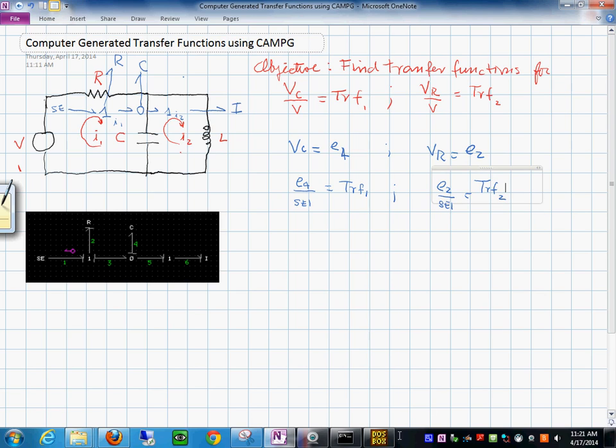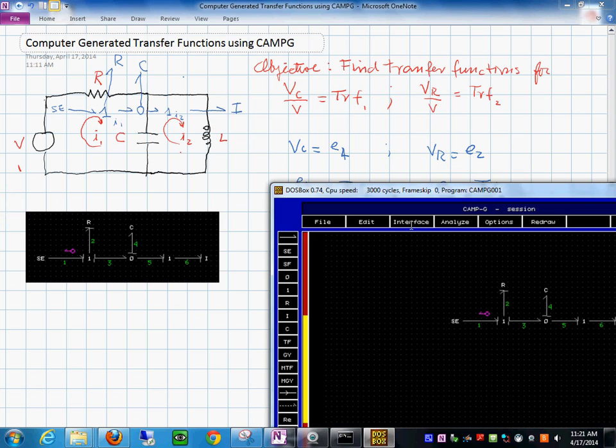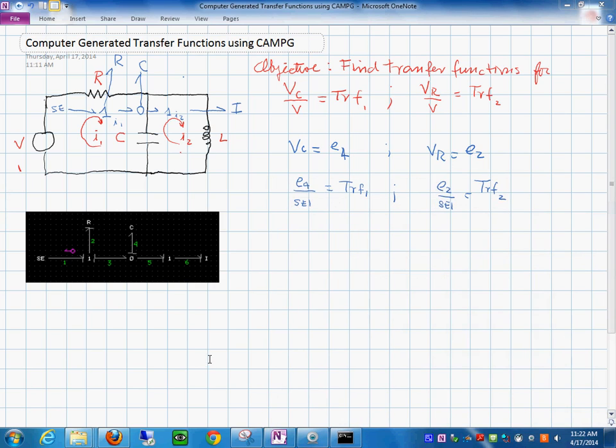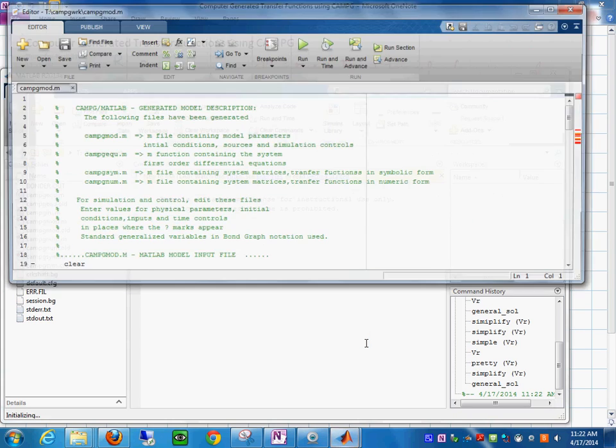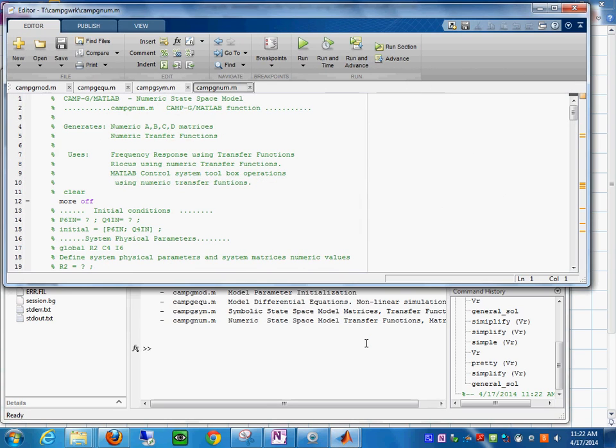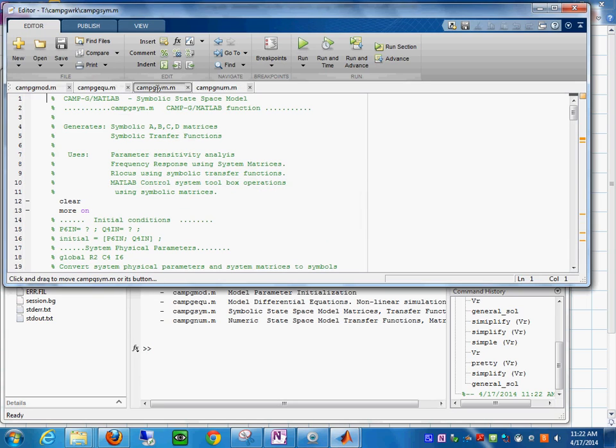So once we have this, I'll just go over here to the interface and click, and I say I want to go to MATLAB, and the two programs will negotiate an interface. I am about to specify the outputs, in this case E sub 4 and E sub 2, to be able to obtain the transfer functions. Of all the files that CAMG generates, the symbolic file CAMG-SYM is the one I am using for this purpose.